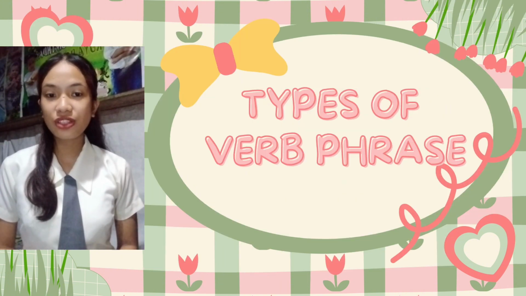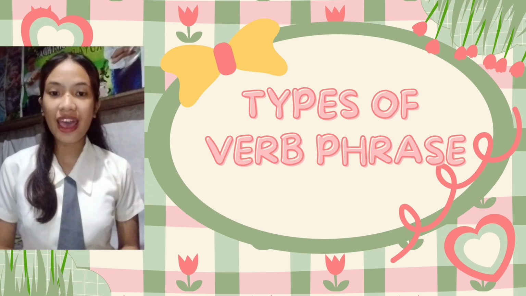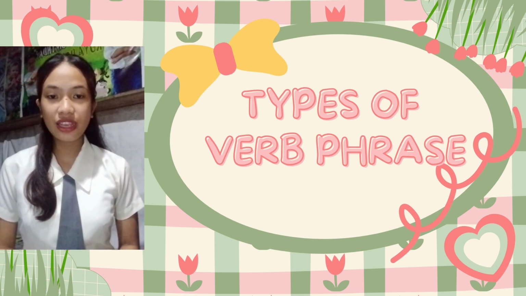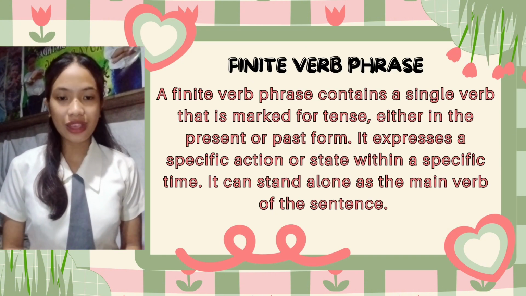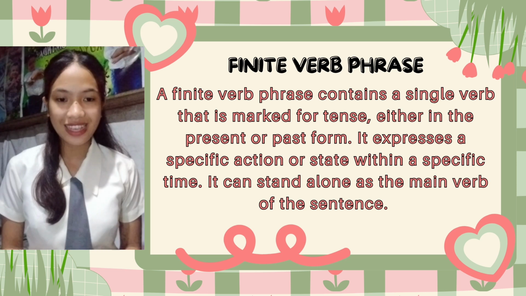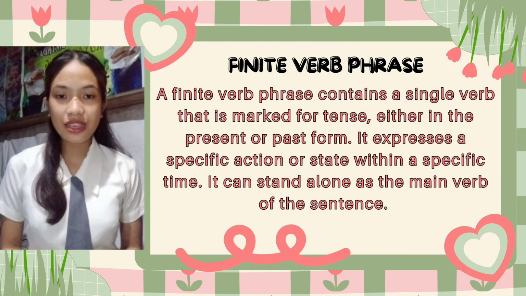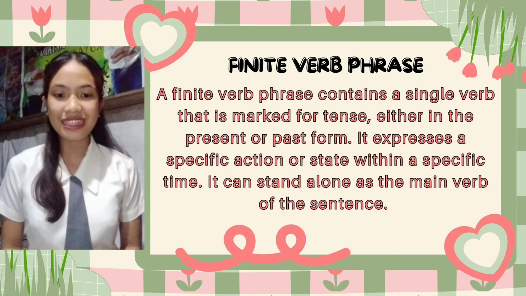And now let's move on to the types of verb phrase. A verb phrase has two types: the finite verb phrase and non-finite verb phrase. A finite verb phrase contains a single verb that is marked for tense, either in the present or past form. It expresses a specific action or state within a specific time.